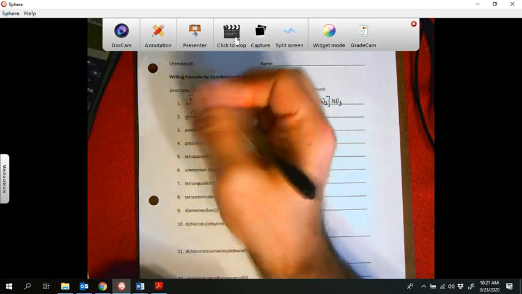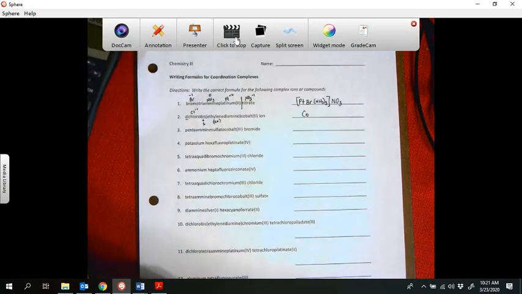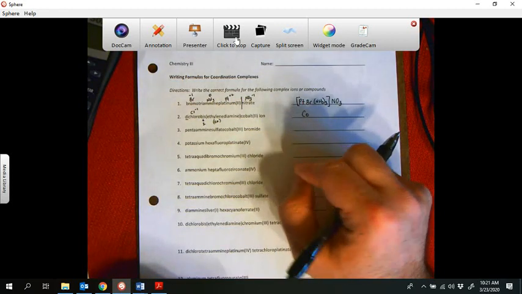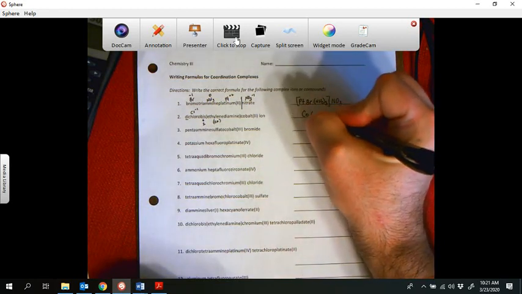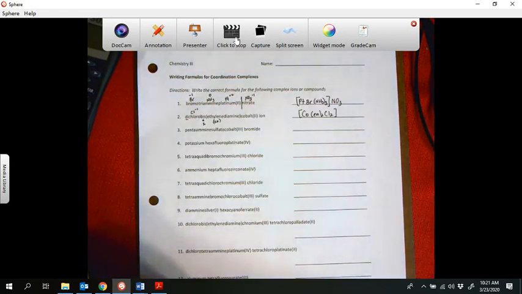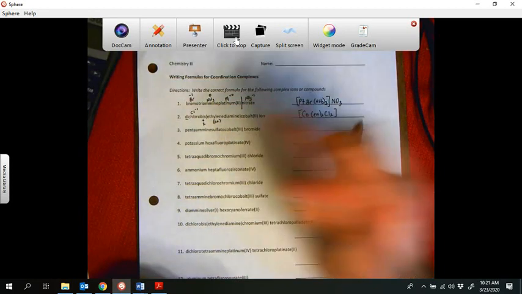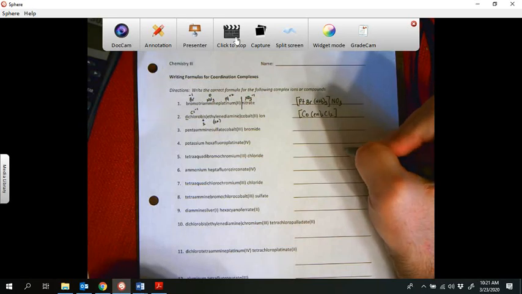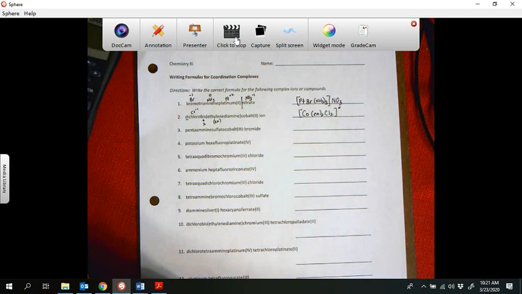Bis means 2, and ethylene diamine we can abbreviate as en. So it doesn't matter if the Cl goes first or the en. I'm not going to be really picky about that. So I'm just going to put en2, Cl2, and I'm going to put this in brackets. So if this did have a charge, if this was cobalt 3, that means that this thing would be +1, and we put a +1 up there. But we don't have to put anything. That is just a complex ion that doesn't have a charge.